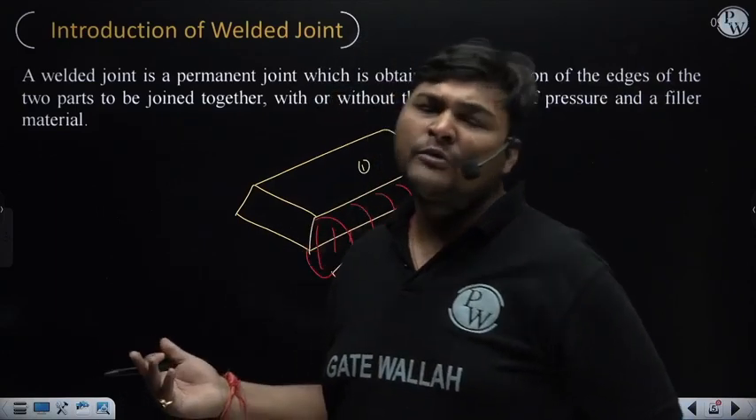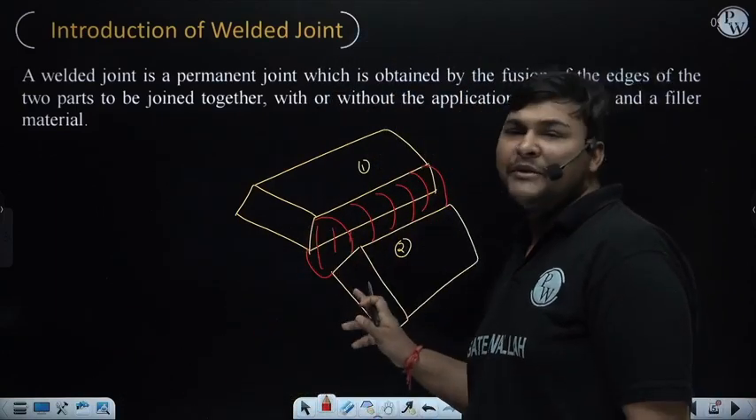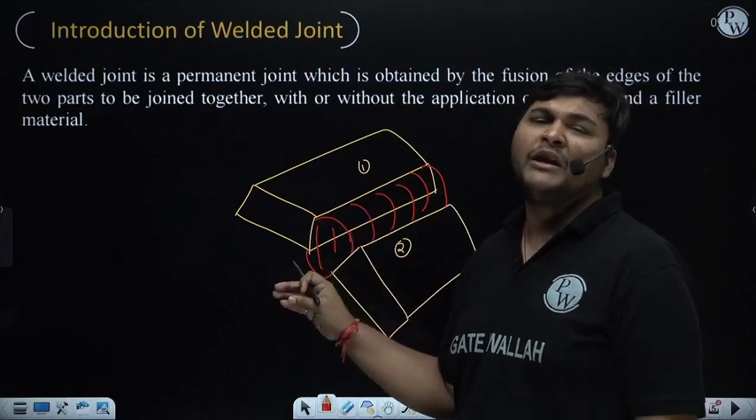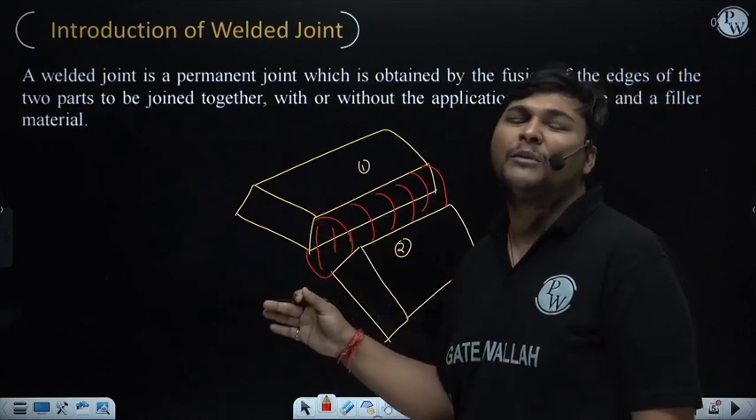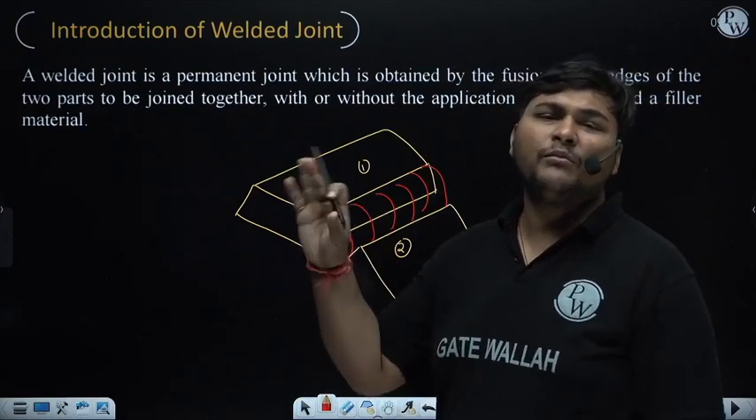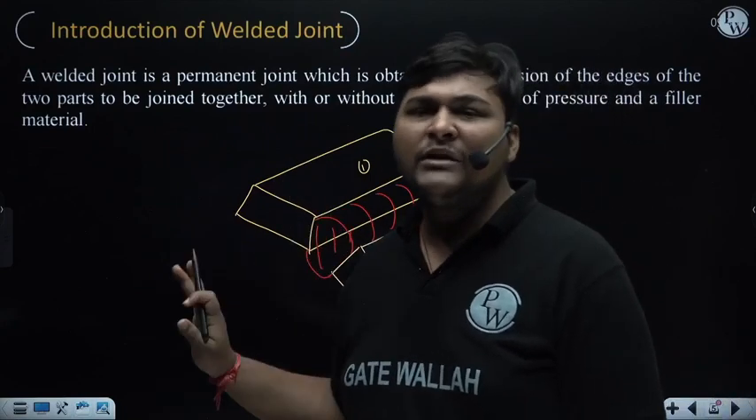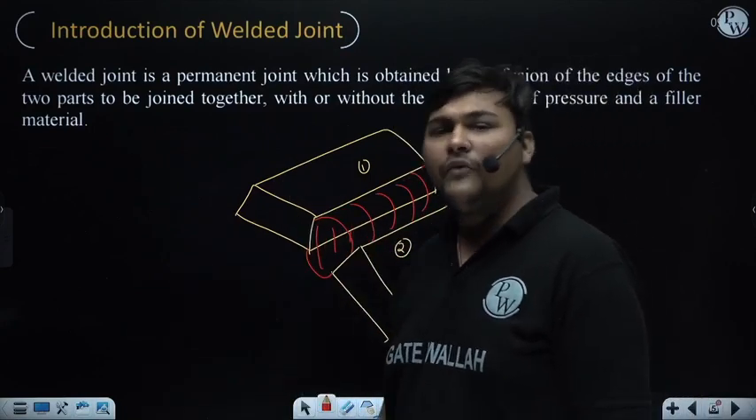And without applying pressure also we can join these two plates. But in which type of welding we apply pressure and in which type we don't, you will study in production engineering. Okay, here I was just explaining the definition of a welded joint.